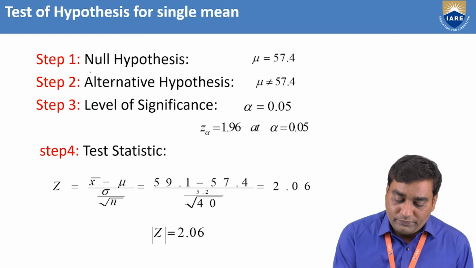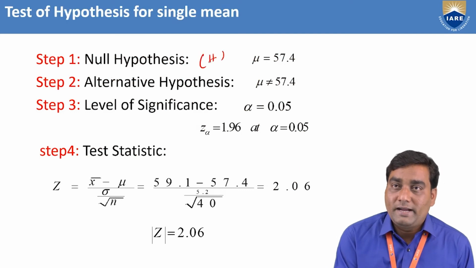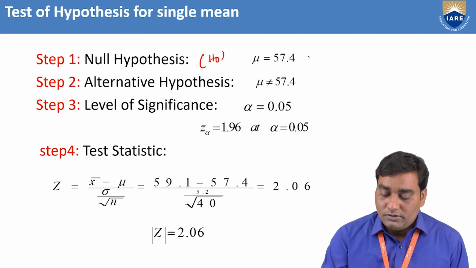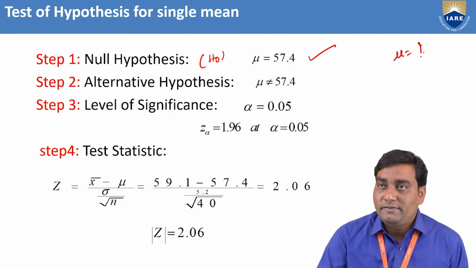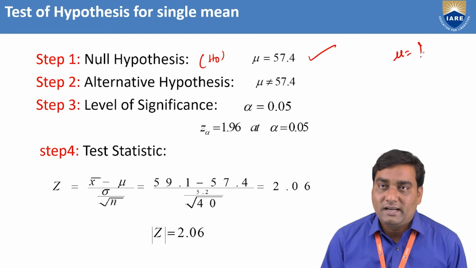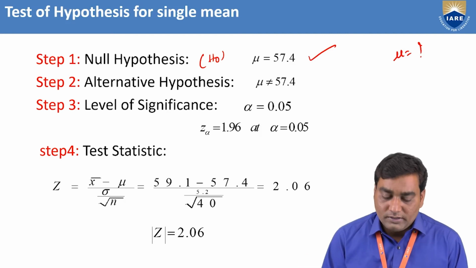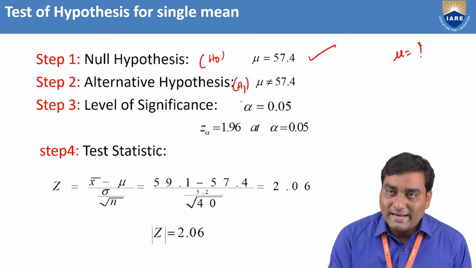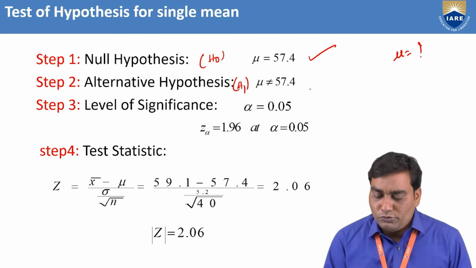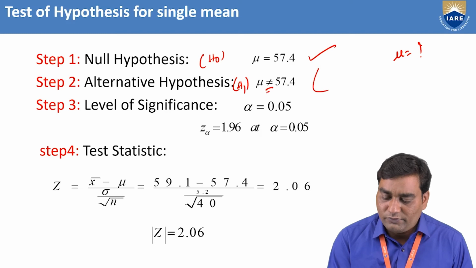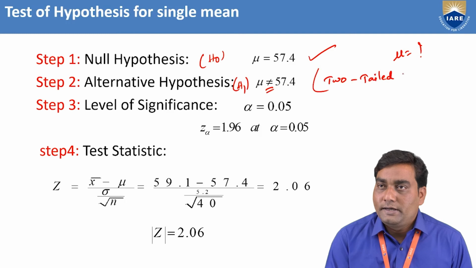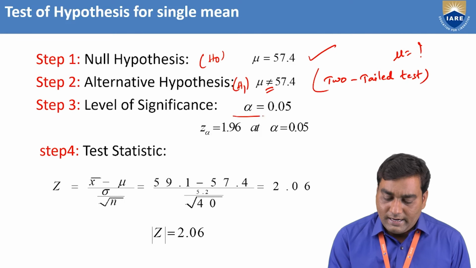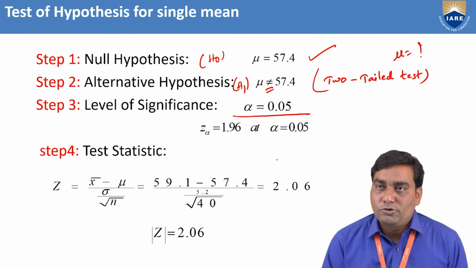The step for null hypothesis, which is denoted by H0: mu equal to 57.4. I told you in the previous problem that directly mu equal to something is the setup for the null hypothesis. And the alternative hypothesis, which is against the null hypothesis, is mu not equal to 57.4. Not equal to, we got it. That's why which type of test? Two-tailed test. And level of significance given is alpha 0.05.